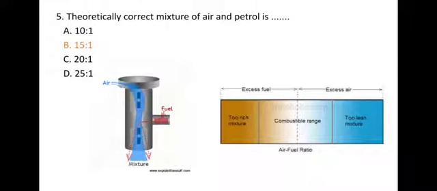The first diagram shows the carburetor where the air fuel mixture is prepared, and in the second diagram you can see that if excess fuel is supplied inside the carburetor, then the mixture formed is known as rich mixture. So if excess fuel is supplied, the mixture will be too rich, and if excess air is supplied, in that case the mixture formed is known as lean mixture. And if a proper air fuel mixture is prepared inside the carburetor, then it should be in the combustion range, and that range is 15:1.